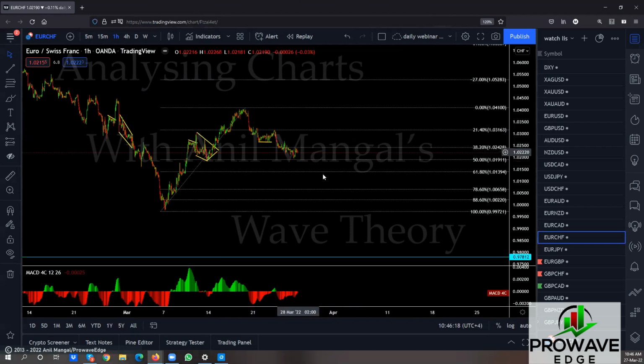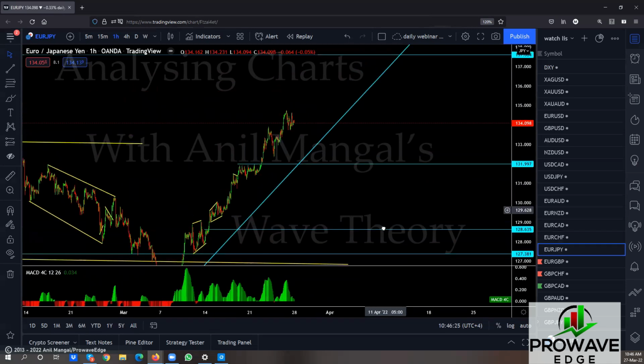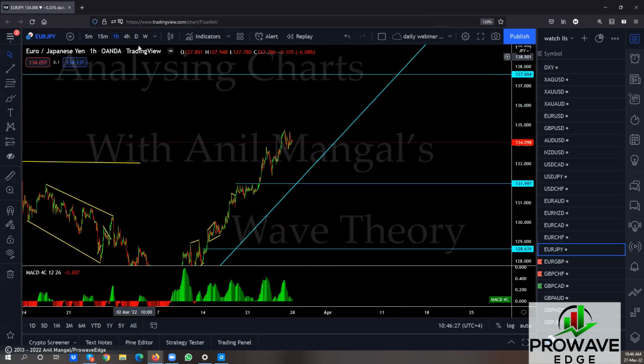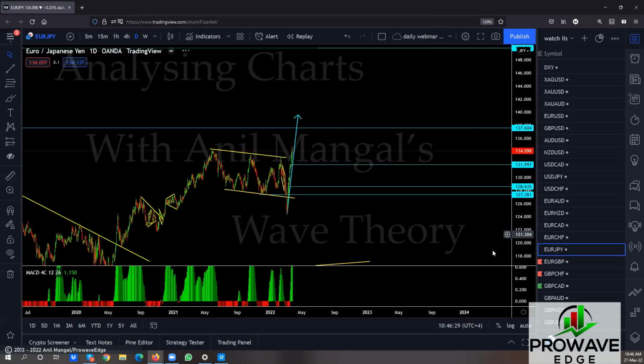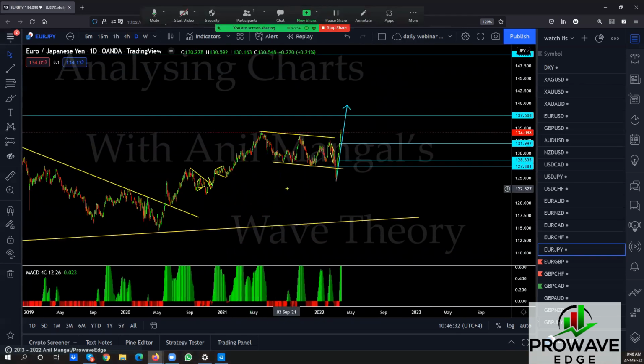Right now we're selling this B wave's correction downwards. Well, you call it B wave's a correction downwards. Euro yen, we're looking for buys and we will keep buying this because we have to break this up. Again, I showed you the structure in the daily, why it will break the top. And go back and watch this webinar because it's quite interesting.